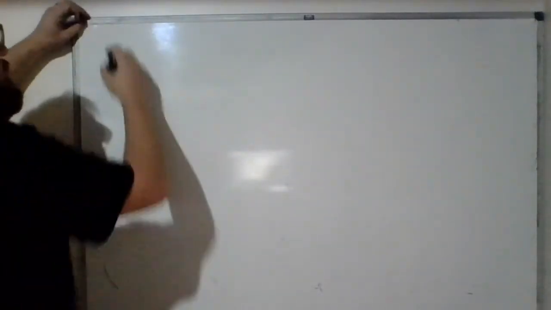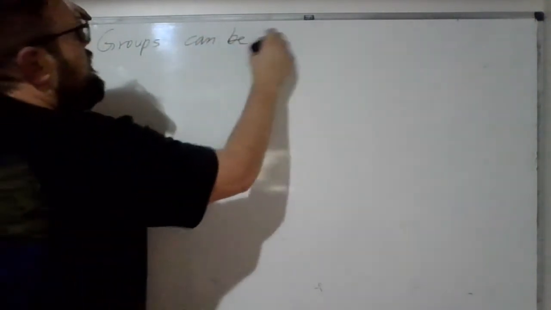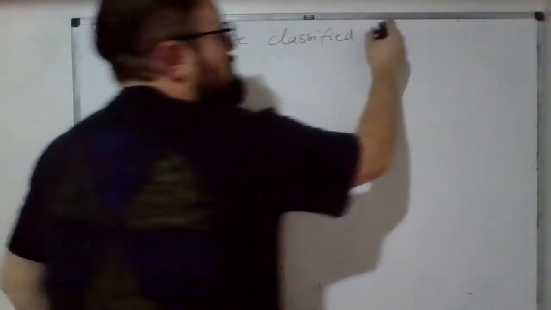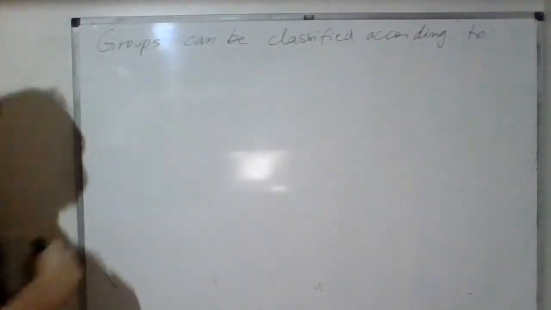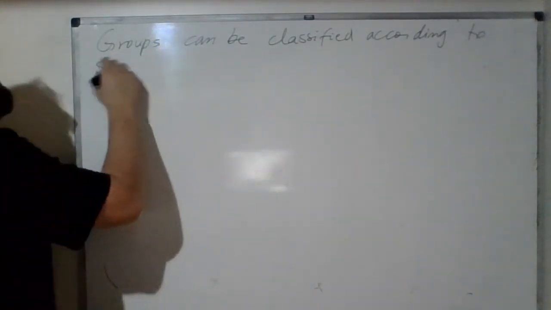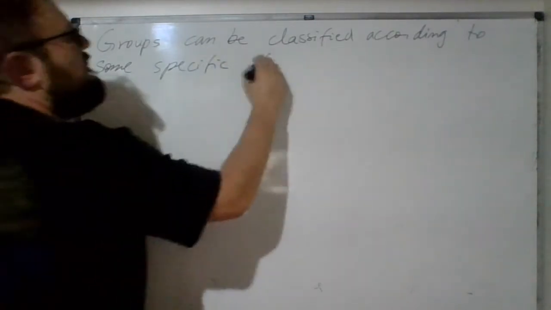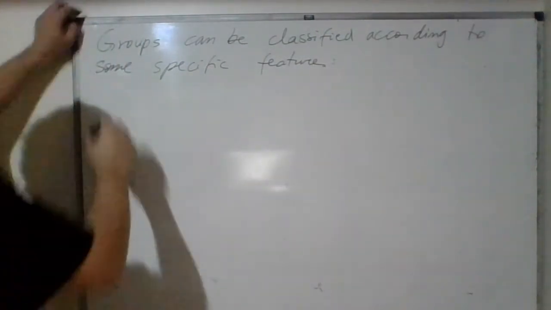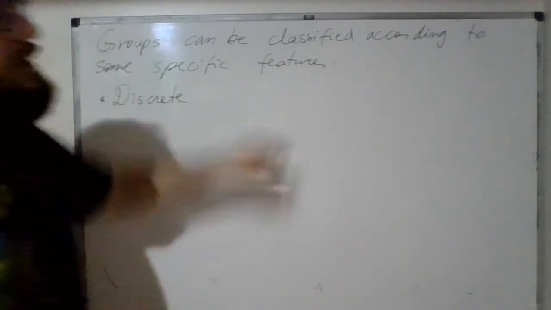Okay, there are groups which are commutative, so groups can be classified according to some specific features. So, for instance, they can be discrete or continuous.